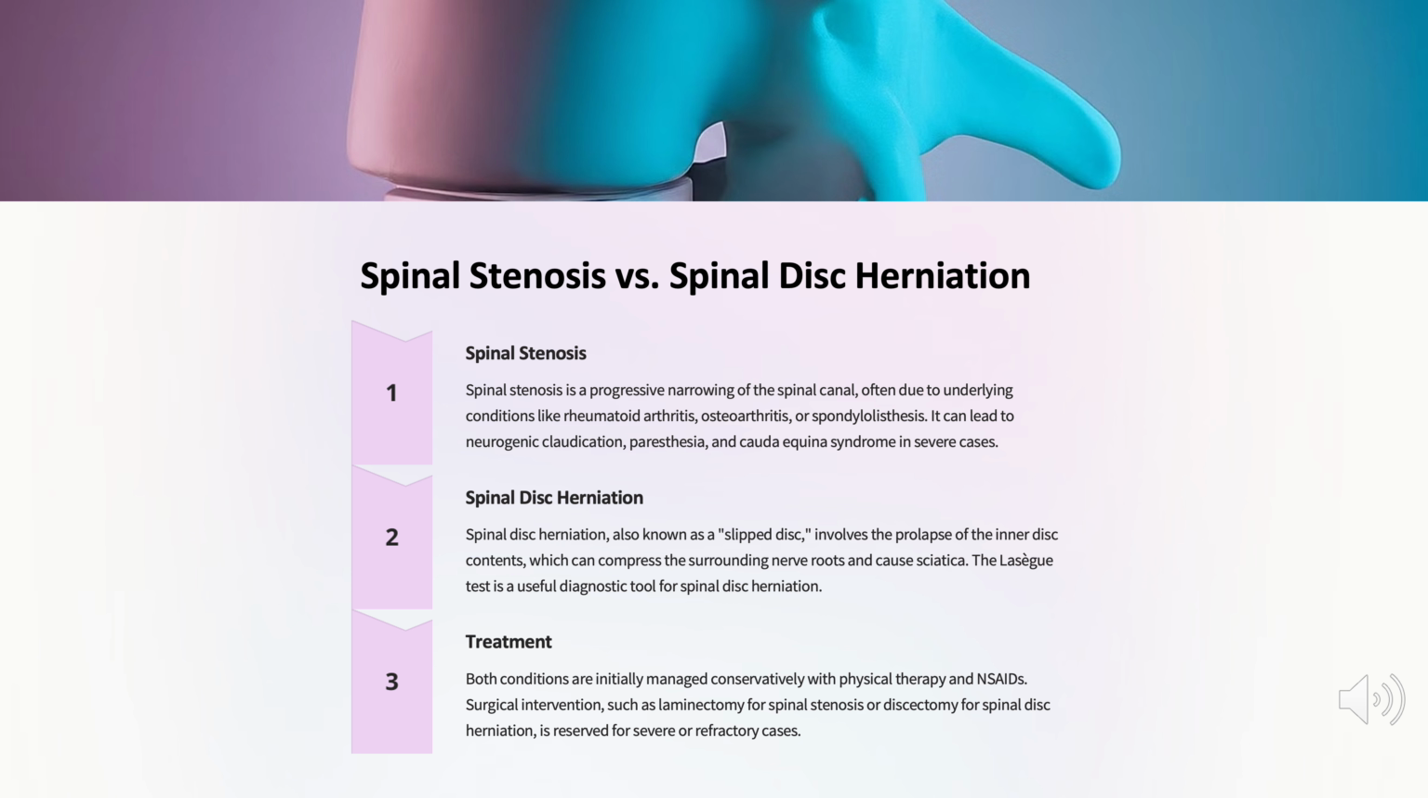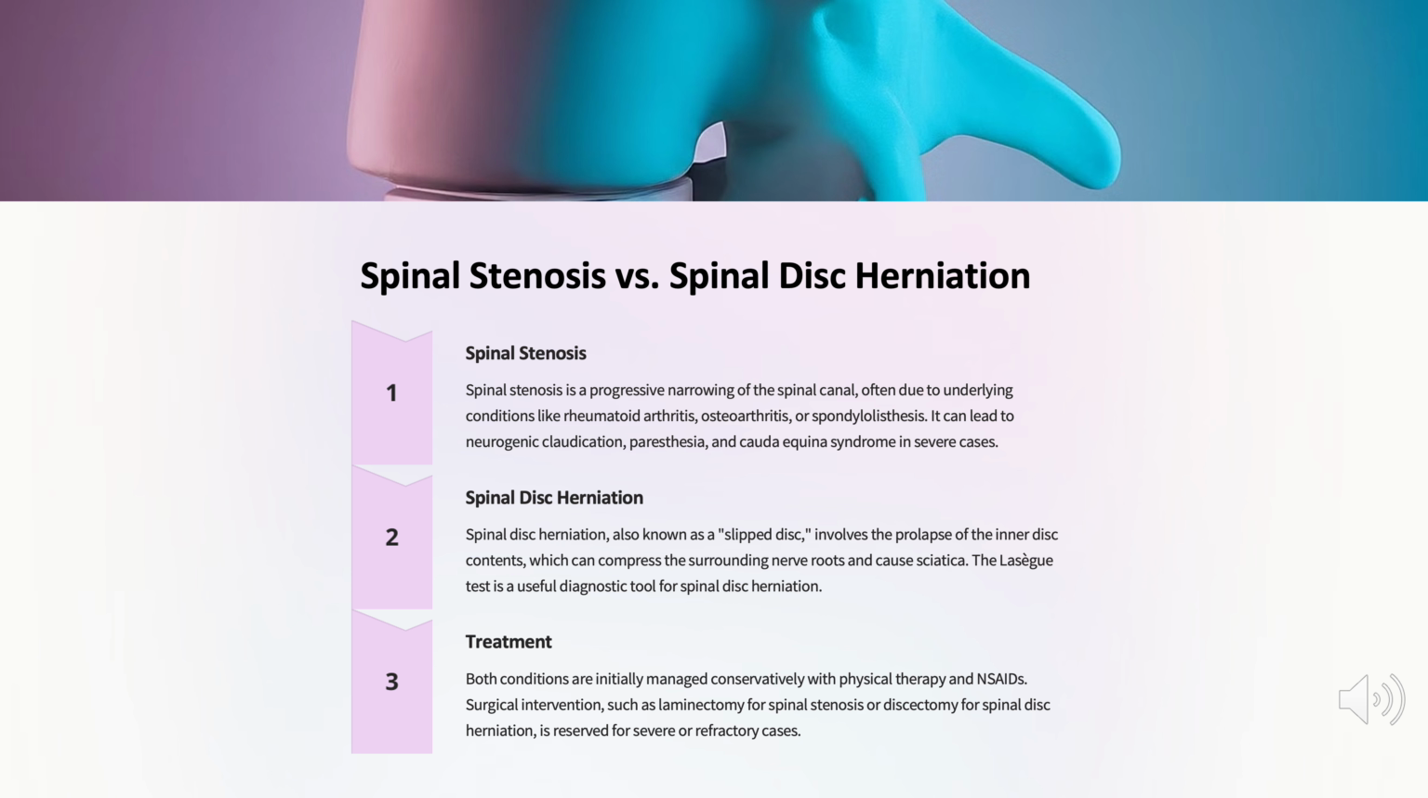Spinal stenosis and spinal disc herniation are distinct spinal conditions with different underlying causes and presentations. Spinal stenosis involves a gradual narrowing of the spinal canal, often attributed to conditions like rheumatoid arthritis, osteoarthritis, or spondylolisthesis. This narrowing can result in symptoms such as neurogenic claudication, paresthesia, and in severe cases, cauda equina syndrome.